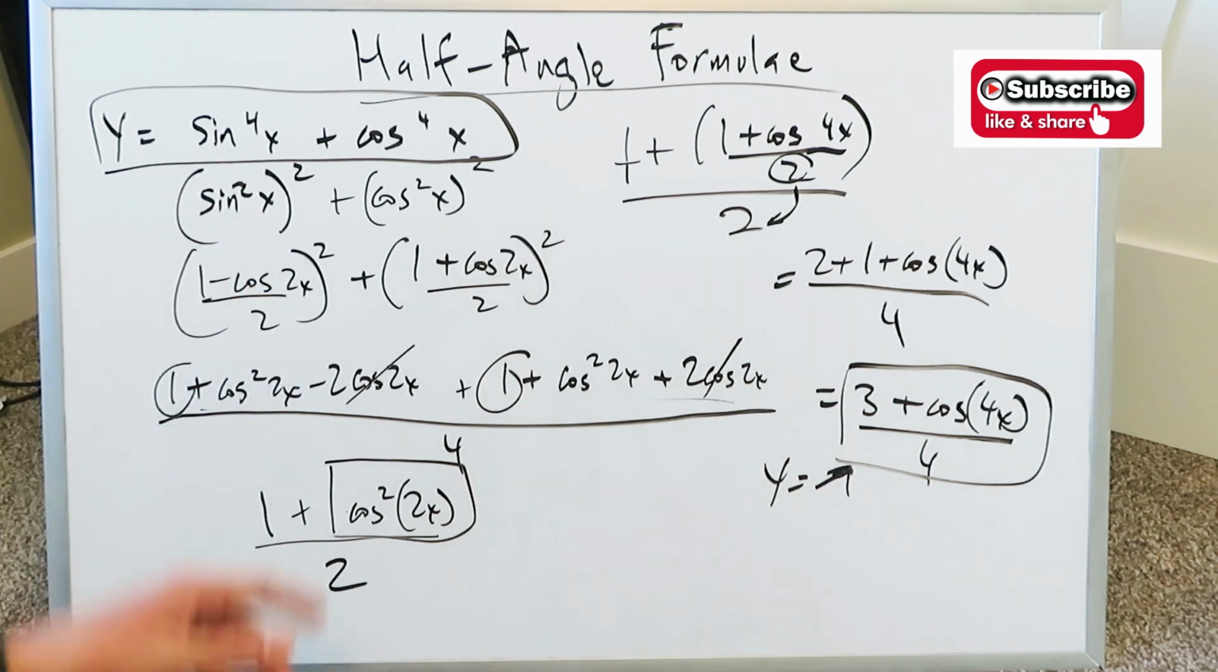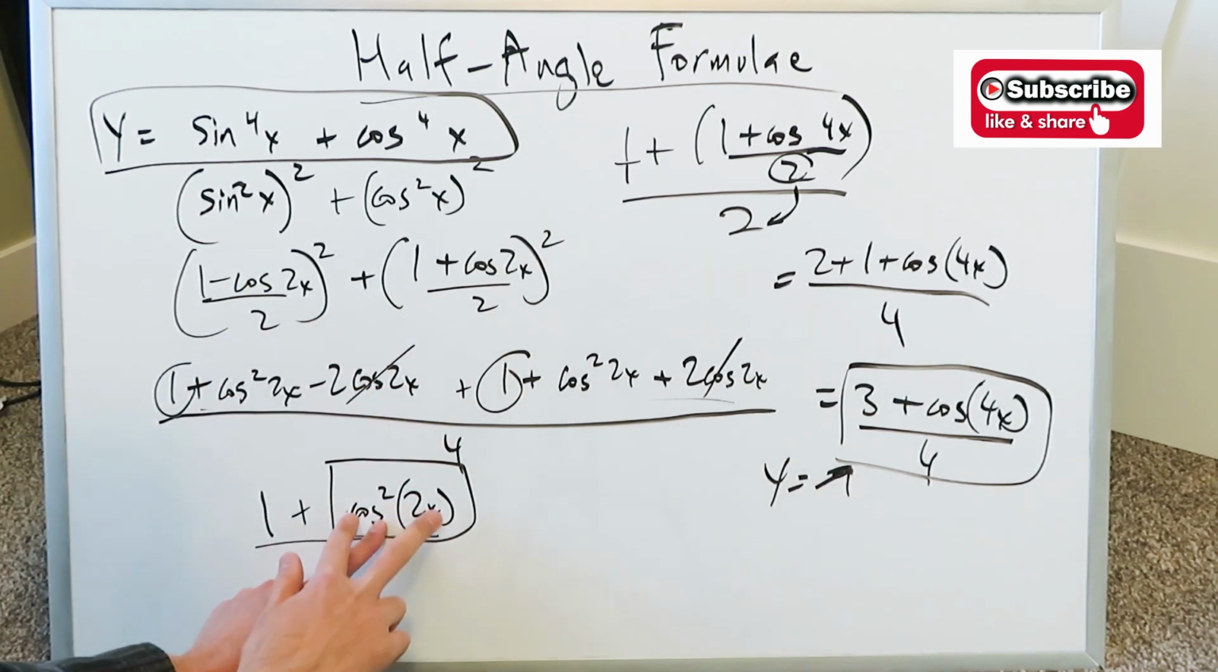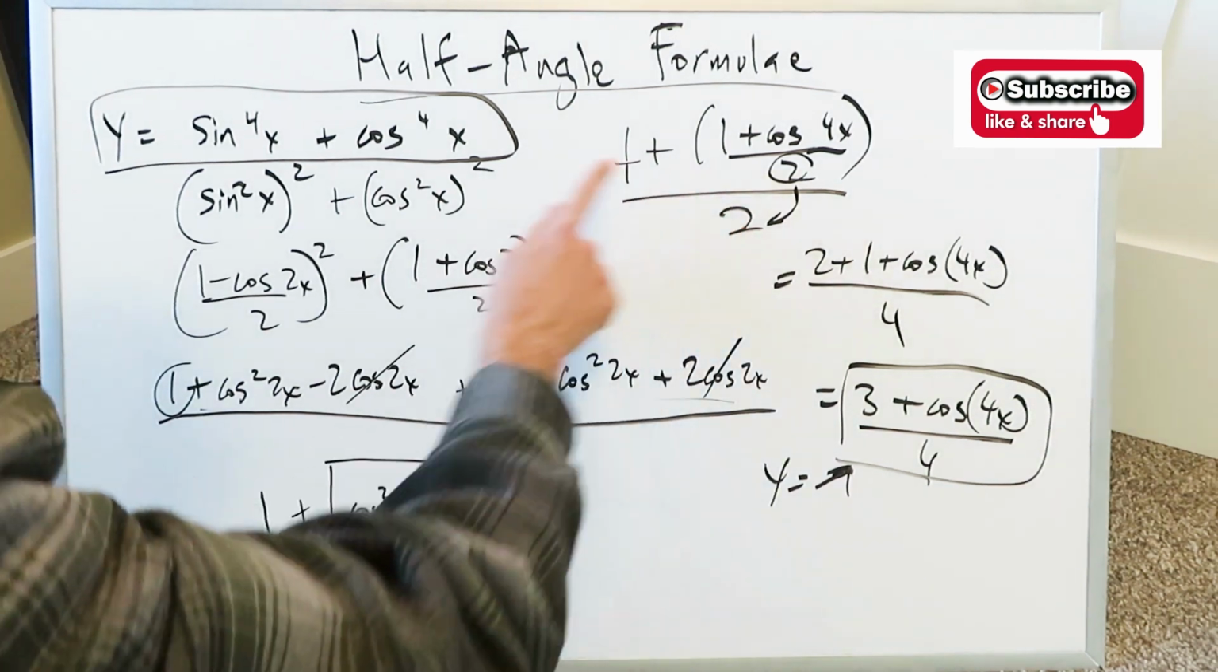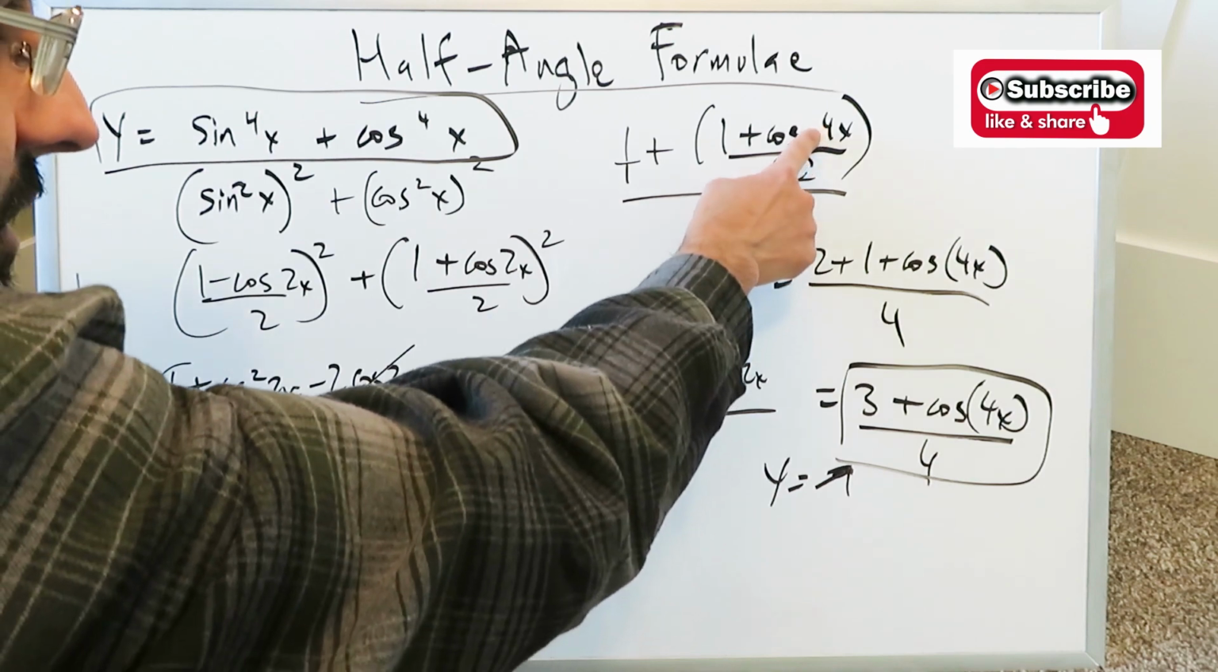Again, perhaps for this question the most difficult part was this right here, cosine square 2x and generating that, whereas cosine square x generates just that. You have to notice the 2 over here and the 4 over here.